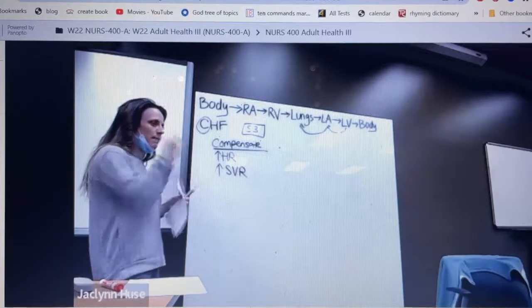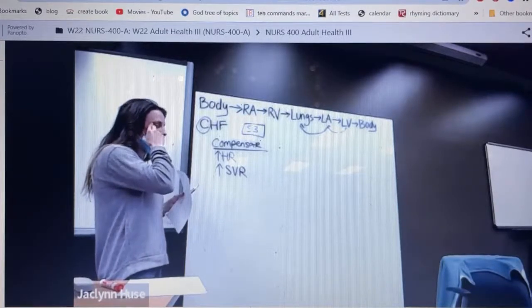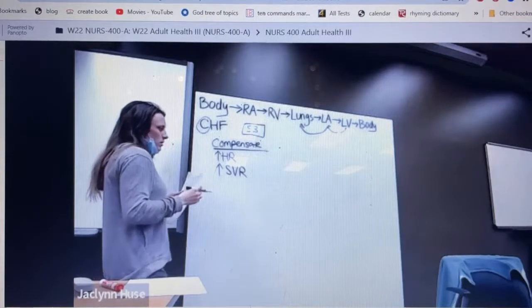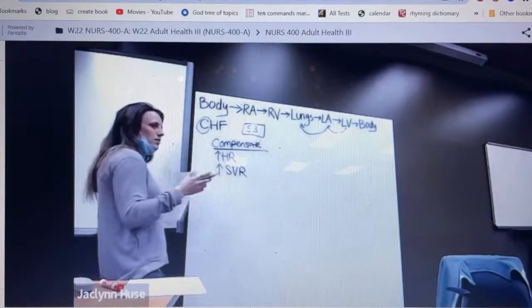Would the blood pressure go up then because of the increased SVR? Or is it going down because there's less perfusion? Can it do either? It'd go up.